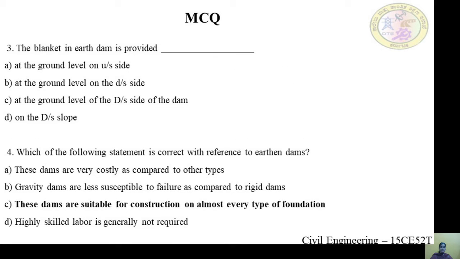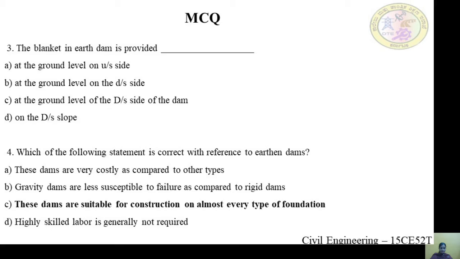The next question is, the blanket in an earth dam is provided at the ground level on the upstream side, at the ground level on the downstream side, at the ground level of the downstream side of the dam, or on the downstream slope. The blanket is provided at the ground level on the upstream side of the dam.